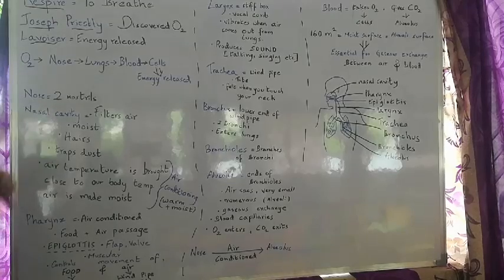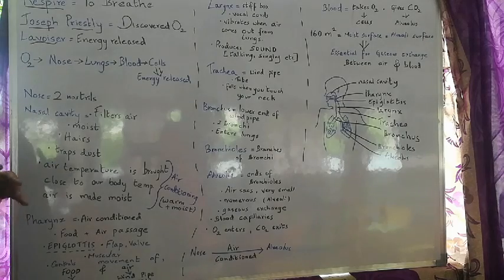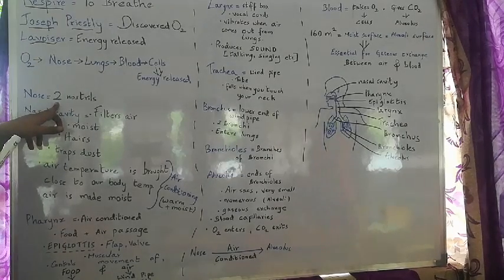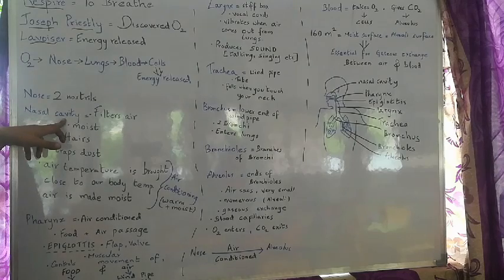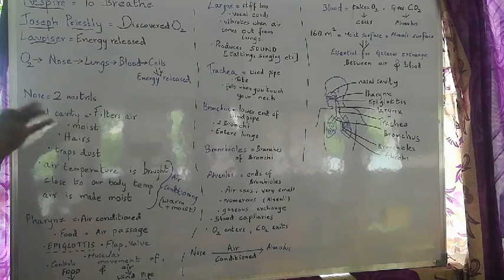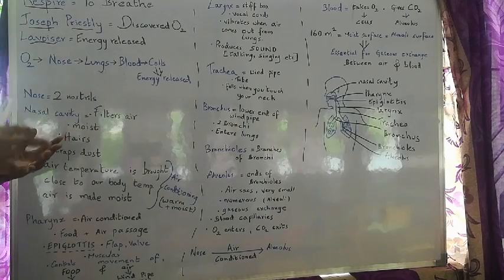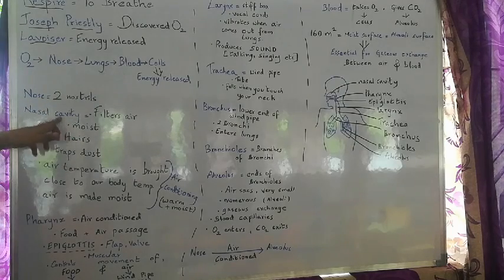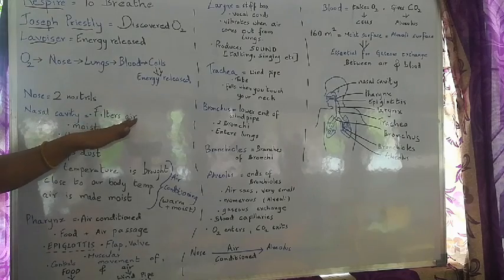Coming to the nose. We all have one nose and two nostrils. Nostrils are the openings present in our nose. Those nostrils open into the nasal cavity. What is a cavity? It is a space, something which can be occupied, that is a cavity. The function of the nasal cavity is that it filters the air.